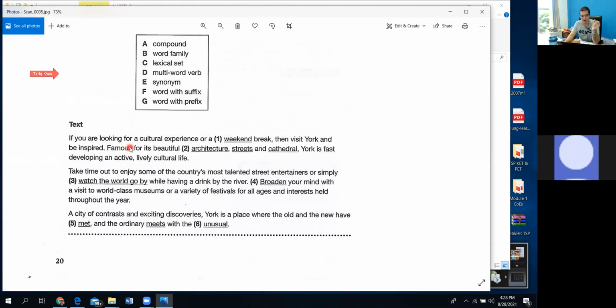Like if you're looking for a cultural experience or a weekend break. Now weekend is a word. What is it out of these? Is it a compound, word family, lexical set, multi-word verb, synonym, word with a suffix or prefix? So now it gives you examination practice about the topic which you just prepared. So you must do the TKT practice task and the follow-up activity.